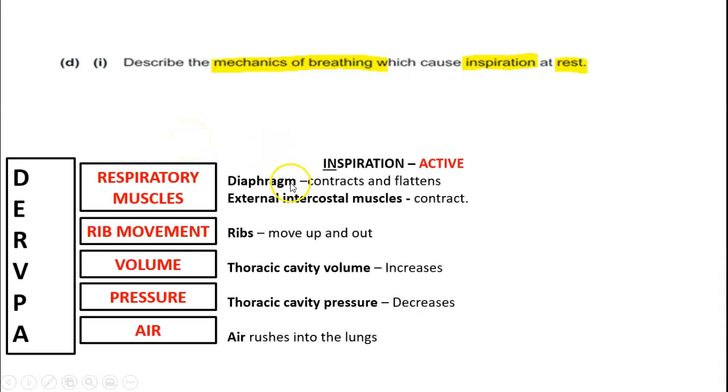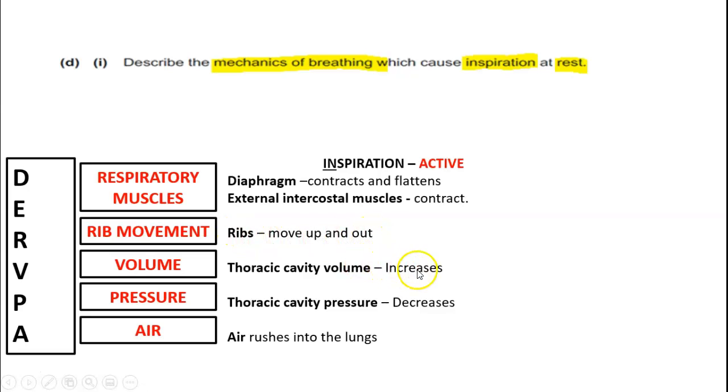First thing then, I would say the diaphragm and the external intercostal muscles contract. You can just use the word contract for both of them. So this is the cause. They are both contracted. It's active. These two muscles contract, and when they contract, the effect is that the ribs move up and out.